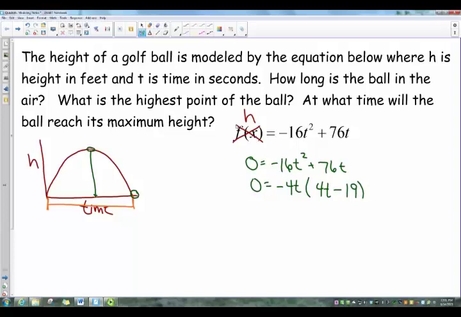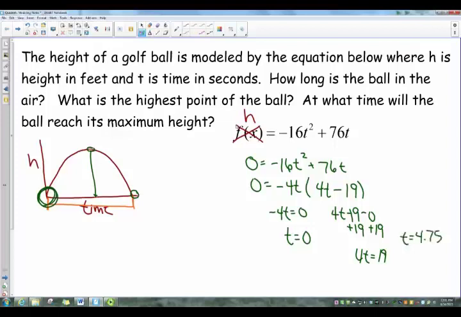Okay, so I take each of these and I solve them. And remember, again, this is what's called the zero product property. I take each part of that and set it equal to 0 and solve. Well, for this first one, if I solve for t, I get t equals 0. That makes sense because that 0, which is right here back in my graph, I am on the ground, and that's when time has not started yet. Okay, the other one is solving this. So I'm going to add 19 to both sides. I get 4t equals 19. Divide 19 by 4, and I end up with my time as 4.75 seconds. That is how long the ball is in the air.